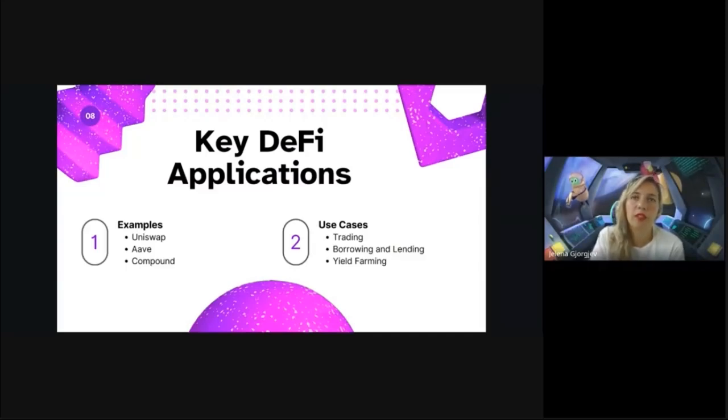And Compound is another leading DeFi lending platform that enables users to lend and borrow digital assets. Users can deposit their assets into liquidity pools to earn interest, while borrowers can take out loans by providing collateral. Compound's interest rates are algorithmically determined based on supply and demand, ensuring efficient capital allocation.